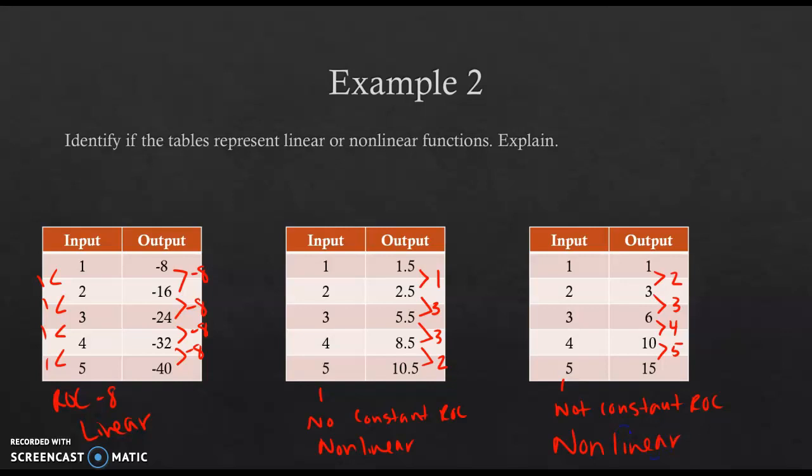We have a couple longer examples coming up, and so those are going to go into the next video. It gives us some more real-world application of linear and nonlinear examples.